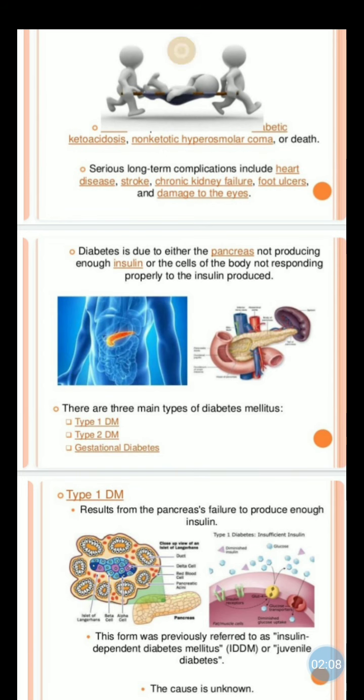Then this diabetes is due to either the pancreas not producing enough insulin, or the cells of the body not responding properly to the insulin produced. I am repeating: this diabetes is due to either the pancreas not producing enough insulin, or the cells of the body not responding properly to this produced insulin.